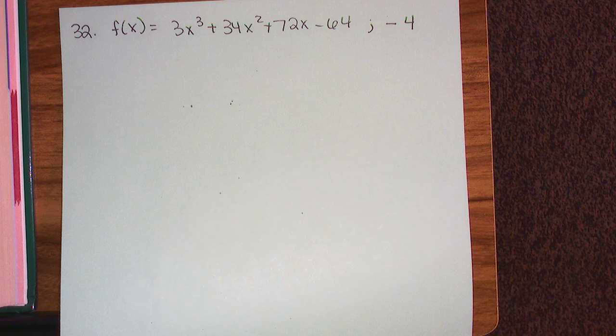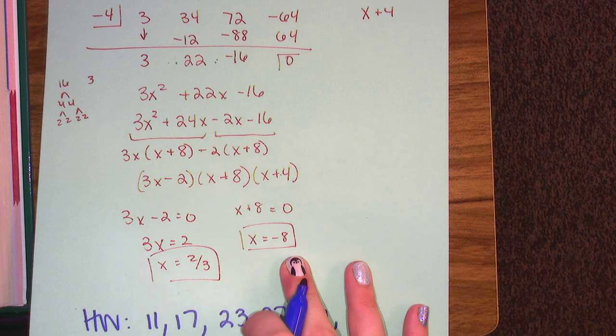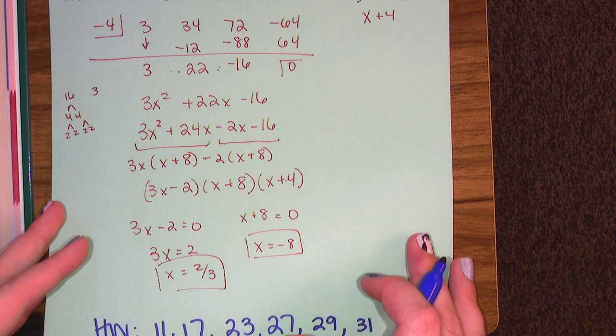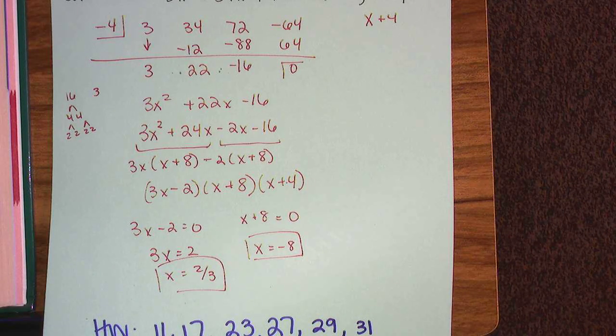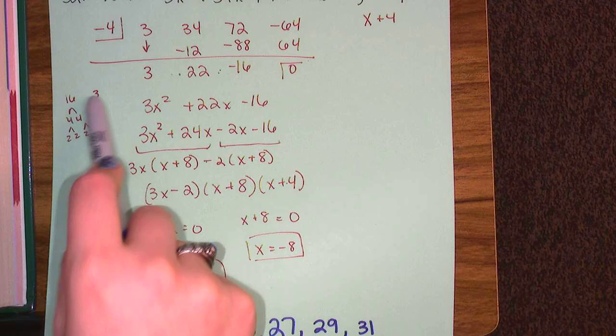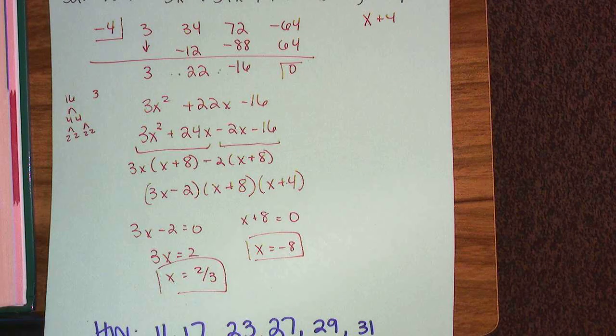All right, let's go over it really fast. You should have gotten your synthetic part. Everybody okay with the synthetic part? So it would have been 3x squared plus 22x minus 16. I did the factor tree to try to figure out what I needed. I ended up needing 24 and negative 2. And then you went from there, factored it.